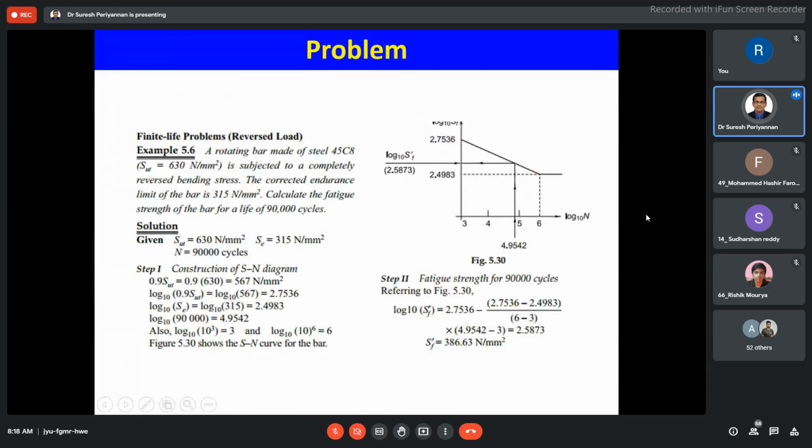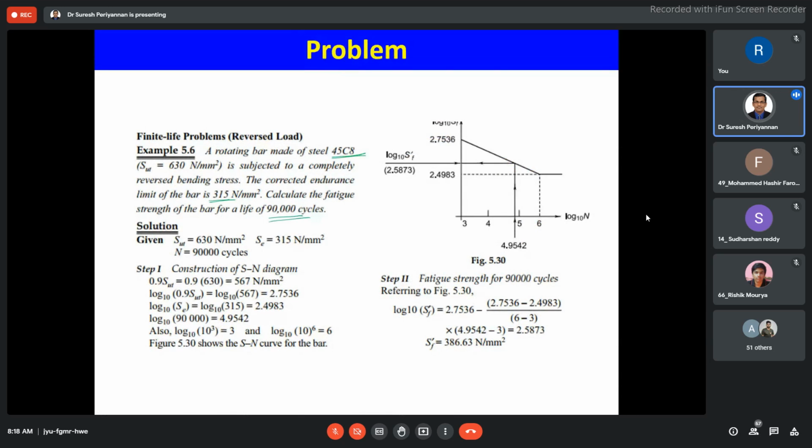See the problem: a rotating bar made of steel 45C8. This is the notation we use for grading the material. The ultimate strength of the material is 630 Newton per mm squared, and it is subjected to a completely reversed bending stress. The corrected endurance limit of the bar is 315 Newton per mm squared, maybe obtained from the laboratory. Calculate the fatigue strength of the bar for a life of 90,000 cycles.